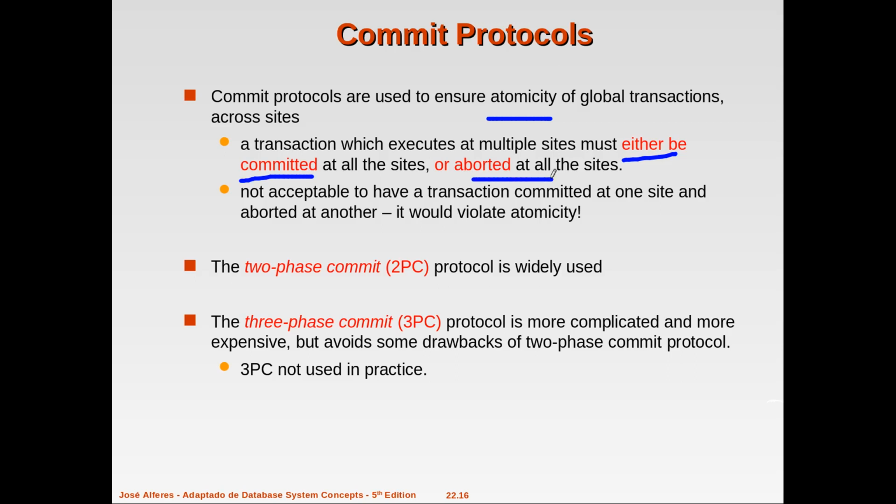Now we cannot commit the entire transaction if some of them are aborted. If at least one is aborted, the entire transaction must be aborted. We can commit the entire transaction only when all the sites have committed the subtransactions allotted to that particular transaction. It is not acceptable to have a transaction committed at one site and aborted at another. It would violate atomicity and that cannot be permitted.